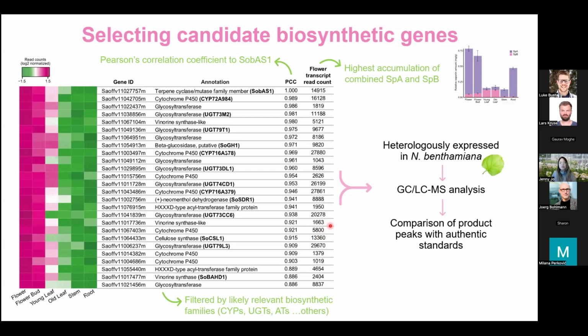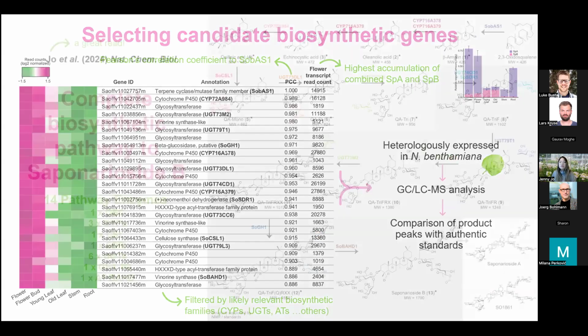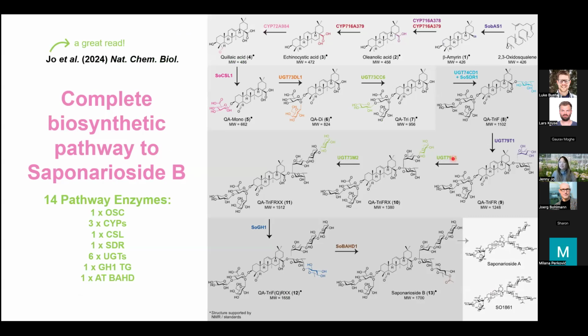So there weren't a lot of standards later on in the pathway that we could commercially buy, so we had to generate a couple of them ourselves. After rounds and rounds of different heterologous expression experiments, we were able to complete the biosynthetic pathway to saponin site B, which involved 14 pathway enzymes.